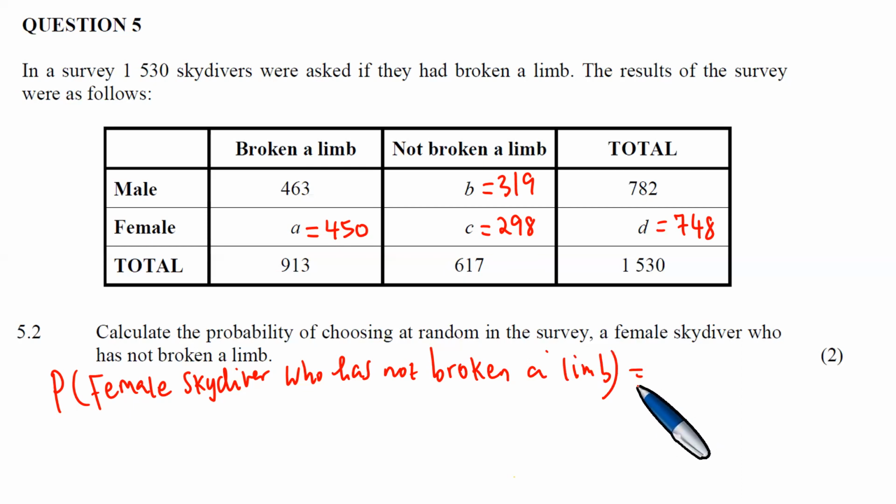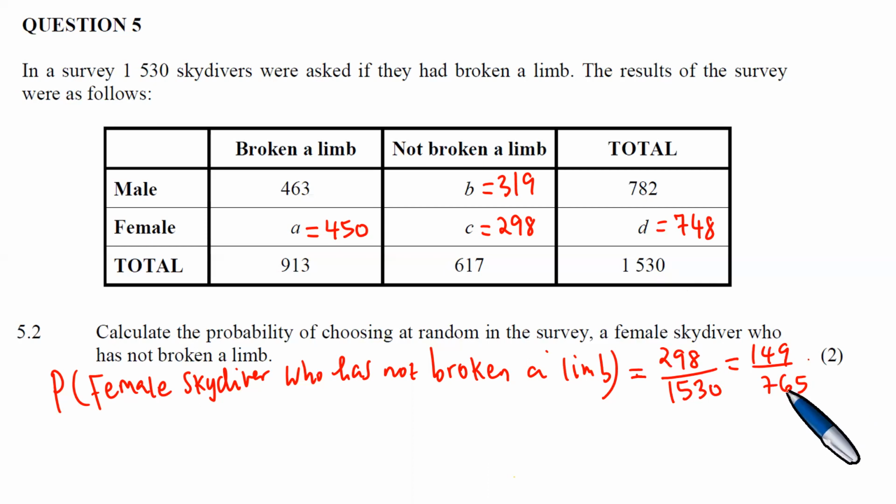So, what is the probability here? The probability would be female, not broken a limb, 298, over the total of everything. What is the total of everything? 1530. If you simplify this, the simplified fraction is 149 divided by 765. So that becomes the answer.